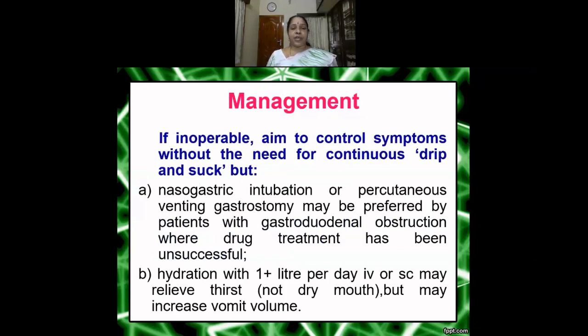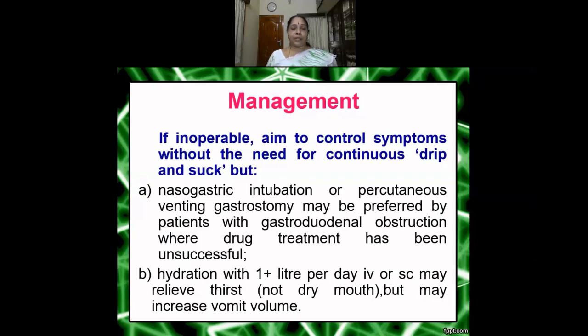If inoperable, if a surgery cannot be performed, the aim will be to control the symptoms without the need for continuous drip and suck. So you have to manage the patient. Nasogastric intubation, which is passing a feeding pipe through the nose into the stomach, can be done, or percutaneous venting gastrostomy. That is, you can introduce a feeding tube into the stomach directly, which is done percutaneously. This can be preferred by patients with gastroduodenal obstruction. When there is an obstruction in the duodenum, a gastrostomy can be done where drug treatment has been unsuccessful.